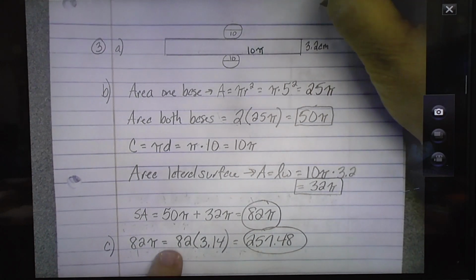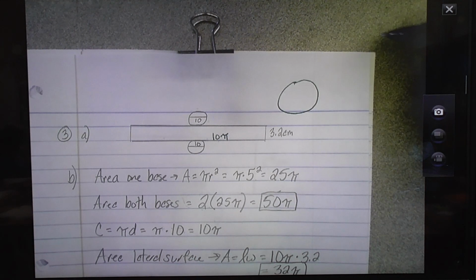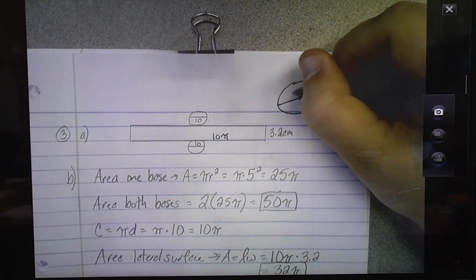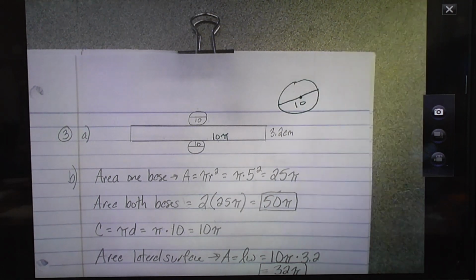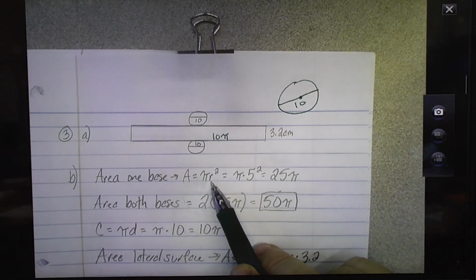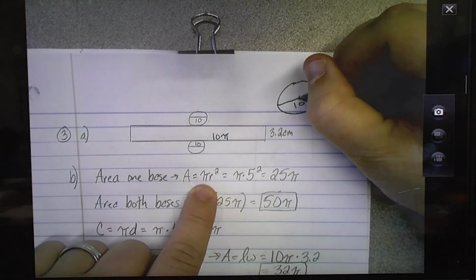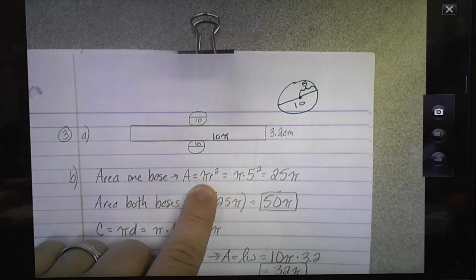Yeah, okay, let me explain it to you then. So, here's a circle, right? This right here is 10 because it's the diameter, right? In this problem right here, does it say pi d squared? It says pi r squared, right? So d would be the diameter. R is the radius. The radius is half of the diameter. So that's how I got 5.